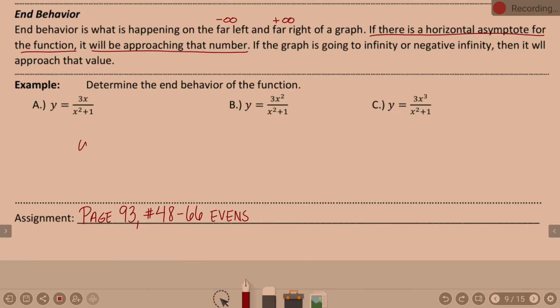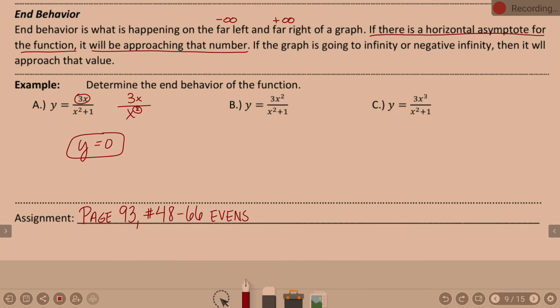Biggest power is on bottom. Okay, she looked at biggest power. So what matters here, on top is the 3x, on bottom is the x squared. And so looking at that biggest power on bottom, that will give me the indicator of y equals 0.